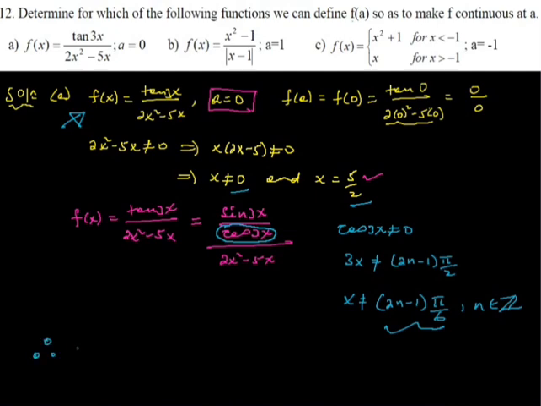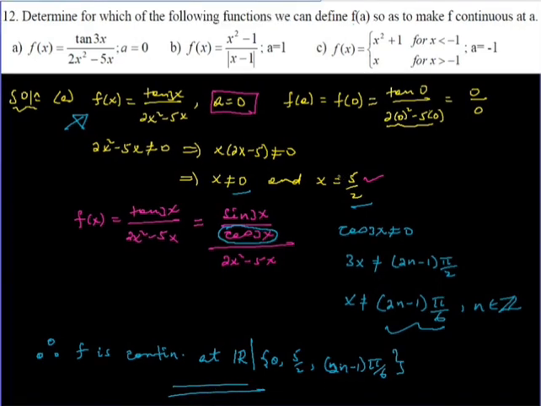Therefore, f is continuous at any real number except 0, 5 over 2, and odd integral multiple of pi over 6. So these are the restrictions for f to be continuous. Okay, here x, I have to make it different from 0. So make it in this way. X should be different from 0, 5 over 2, and odd integral multiple of pi over 6.